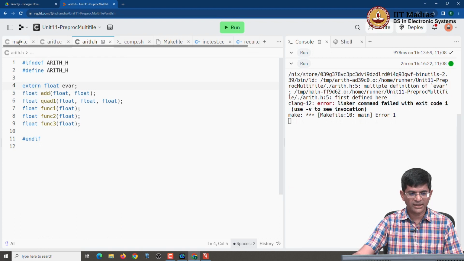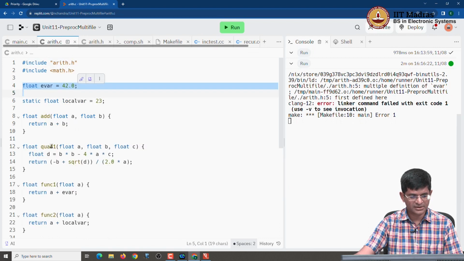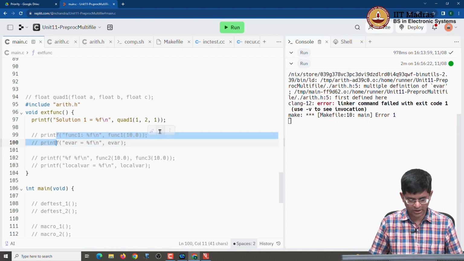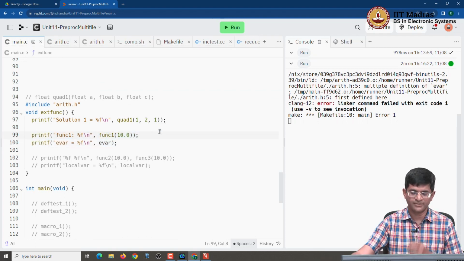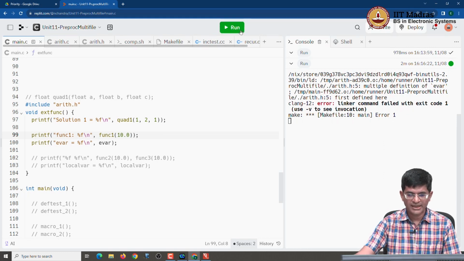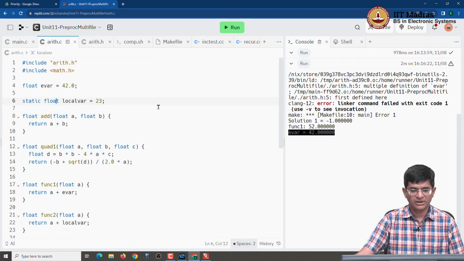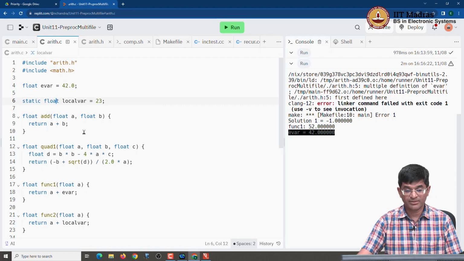So now with that in mind, I can now call a function like this func1 which takes an argument, adds evar to it and returns that value. And if I then go ahead and print out this value out here, let's see what happens. I can see that func1 gave me the correct result 52, which is 10 plus 42, and it also printed out the value of evar itself as 42. The extern variable, in other words, worked and was visible both in arith.c and in main.c.